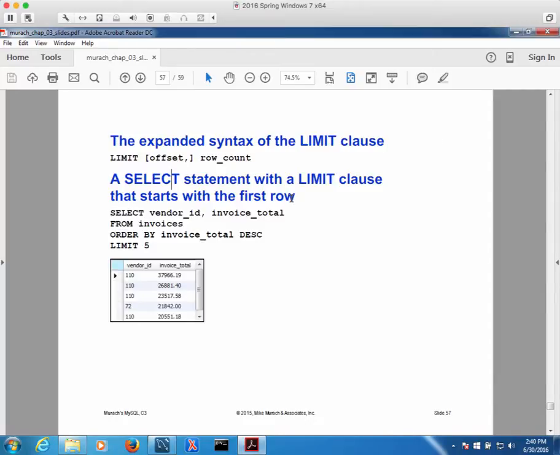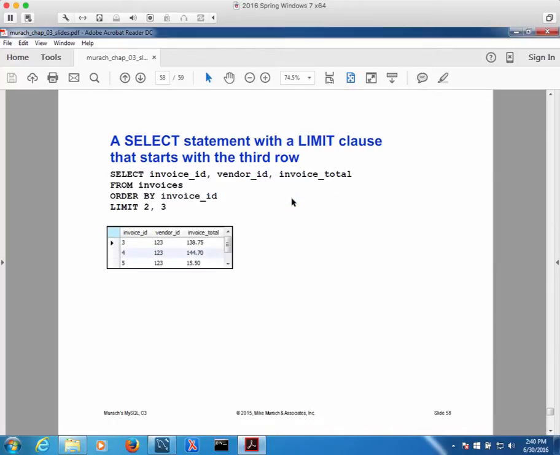And here's the limit clause. So you can have limit, and you can have offset and row count. A statement that begins with the first row just says limit 5. And this one says limit 2, 3. So 2 says skip over 2 and then take 3.